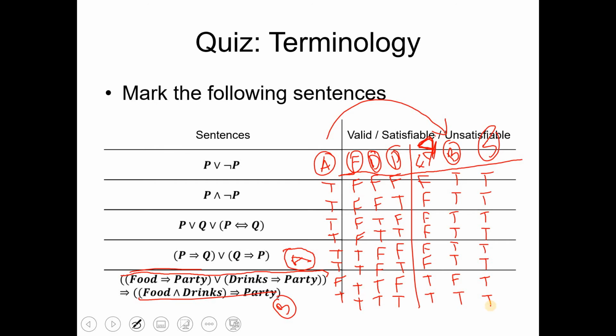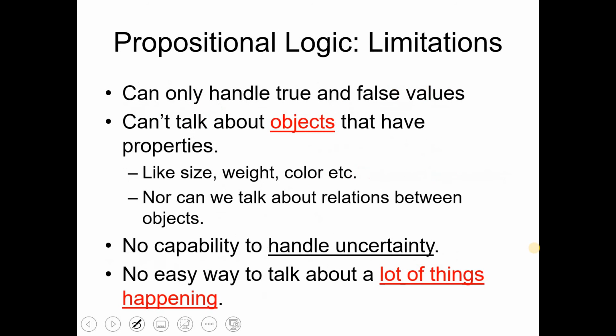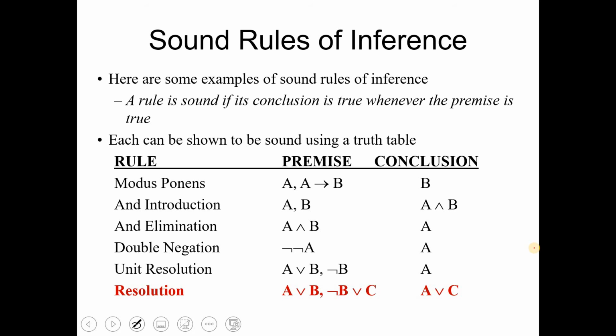Okay, and it is a valid sentence. So this was a little tricky question. I hope you did it right. So this was it. Now come to the last part of the course. We will finish it here.